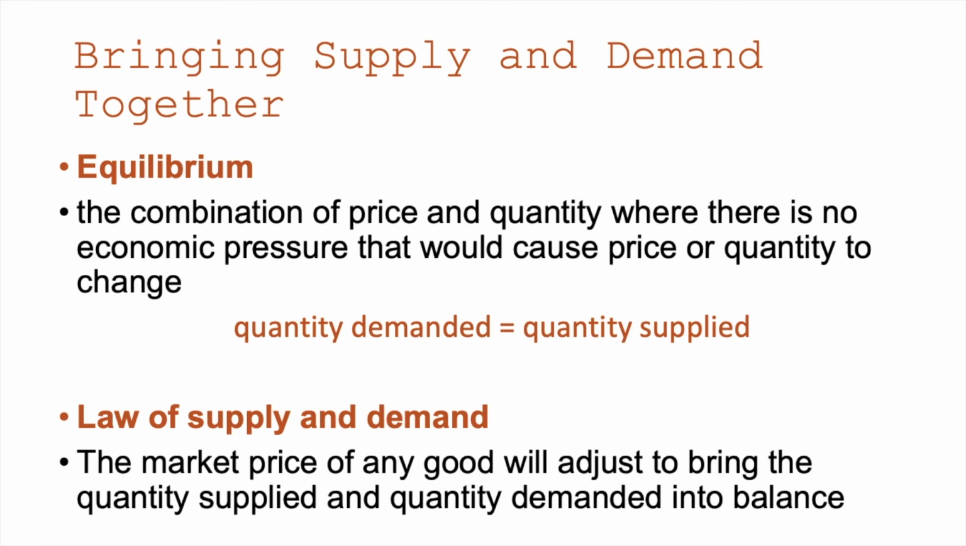It is where there's not too much, there's not too little, there aren't shortages, there aren't surpluses. The price in the market makes sure that everybody who wants to buy that good or service can find it, and every seller who wants to sell that good or service can find someone to sell it to. So it's like the market's happy place. It naturally gravitates towards this point. And the idea that supply and demand gravitate towards this point is called the law of supply and demand, that the price of a good will adjust to bring the quantity supplied and the quantity demanded into balance.